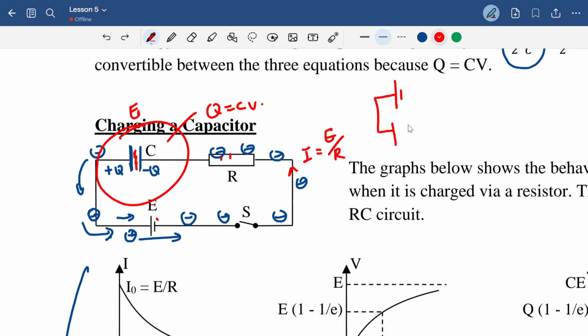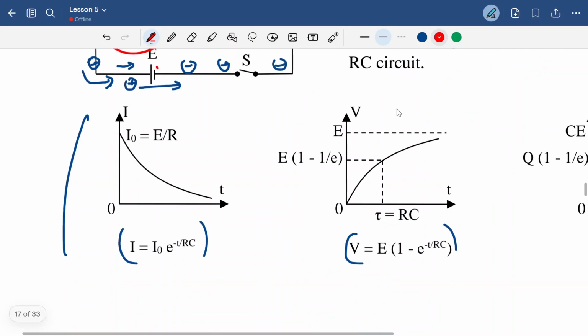Even if you have a resistor R, there'll be no more current flow if they are the same, because we charge the capacitor until it becomes this. If not, the current will keep flowing and keep charging it. Okay.